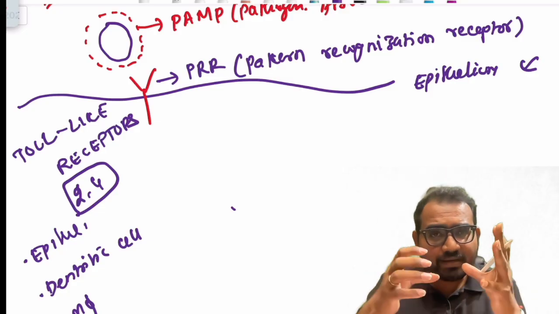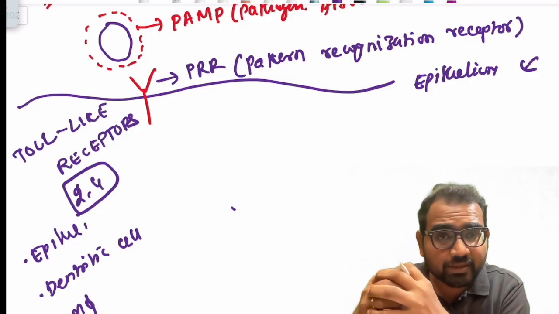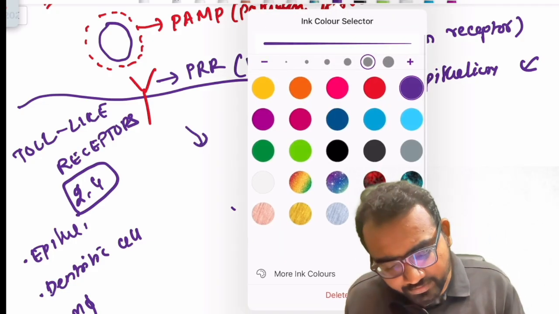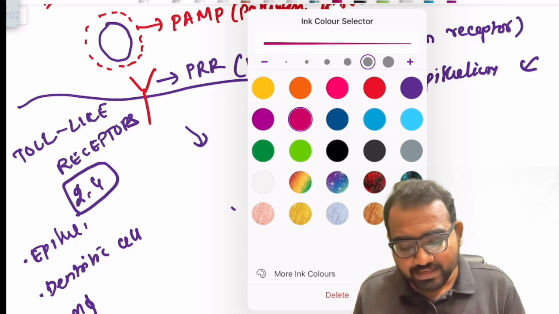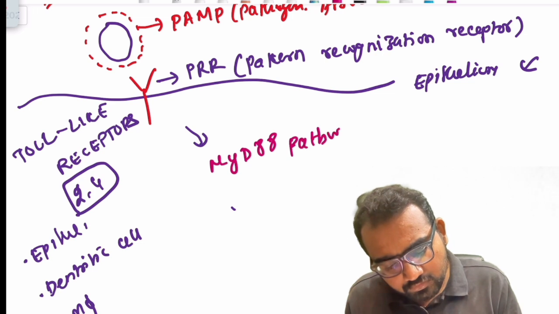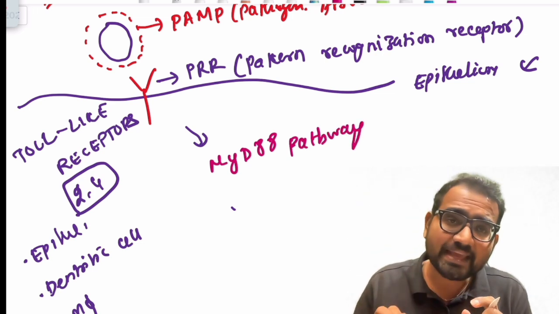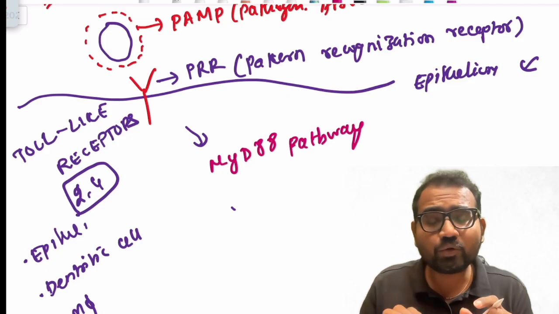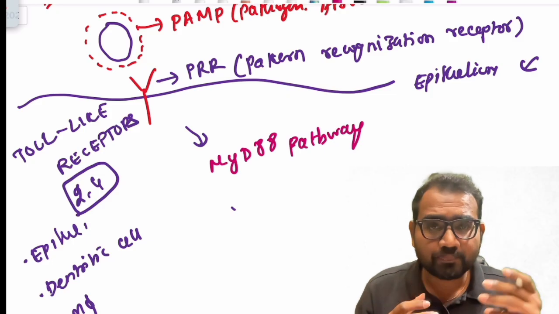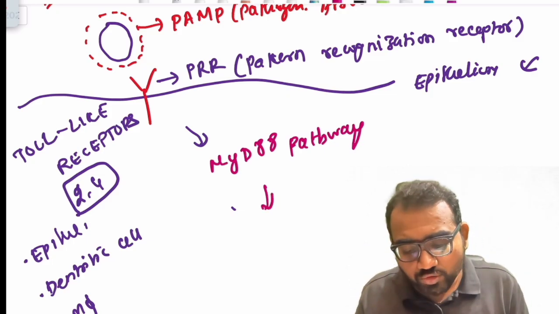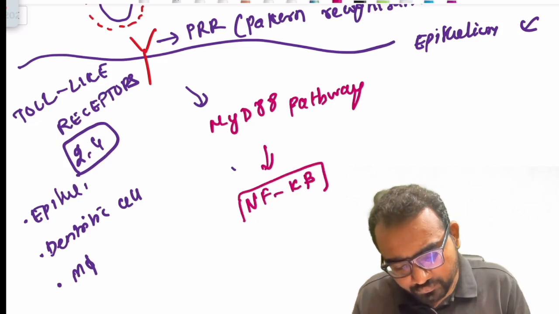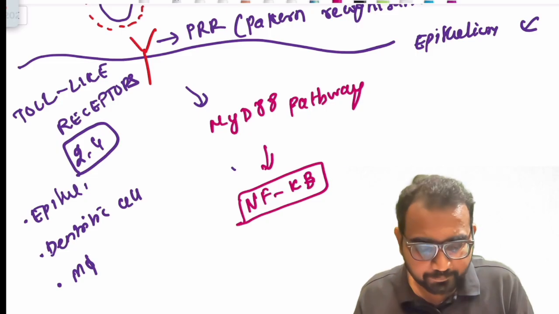Now what happens? This PRR catches the PAMP. It has identified the enemy. What is it going to do? It is going to activate a very important pathway called the MYD88 pathway. I don't want to go in depth of this. There is MYD88 dependent pathway and MYD88 independent pathway. It goes through a series of steps. Finally, it is going to result in stimulation of nuclear factor kappa B.